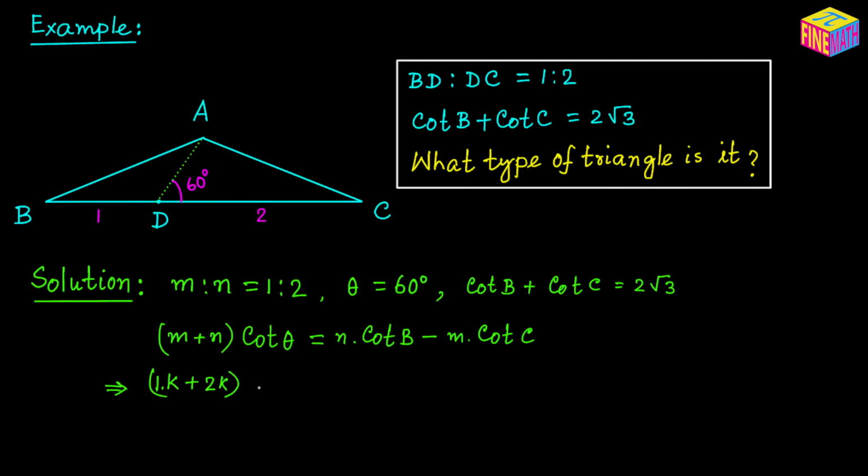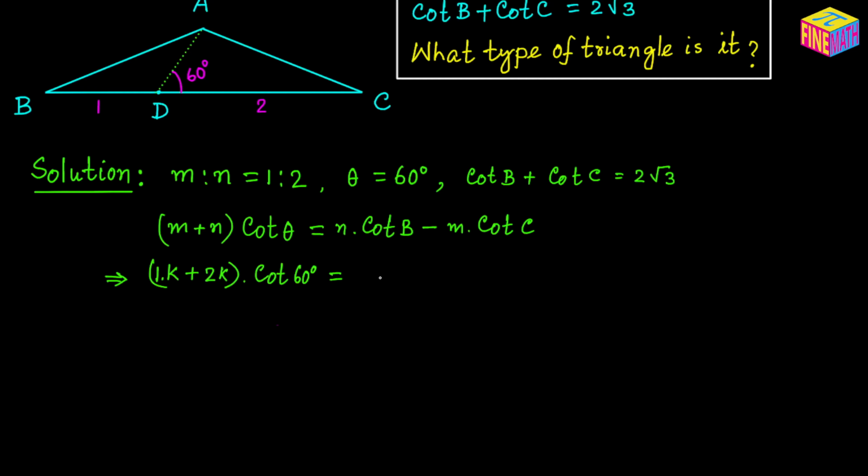We can write it like this, and then times cotangent of 60 degree is equal to, in this case n is 2k, so that is 2k times cotangent of B minus m is 1k, so that is 1k times cotangent of C. In fact, I don't have to write the 1, but still I am writing it.